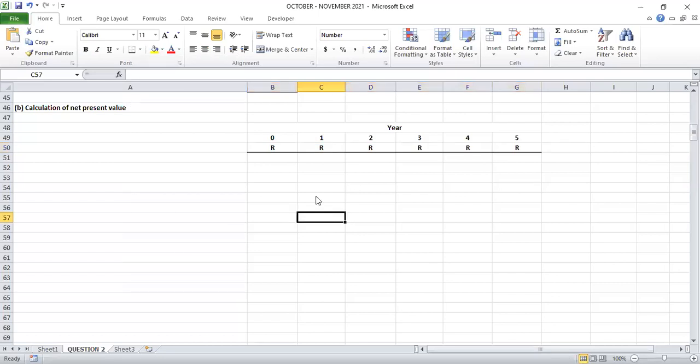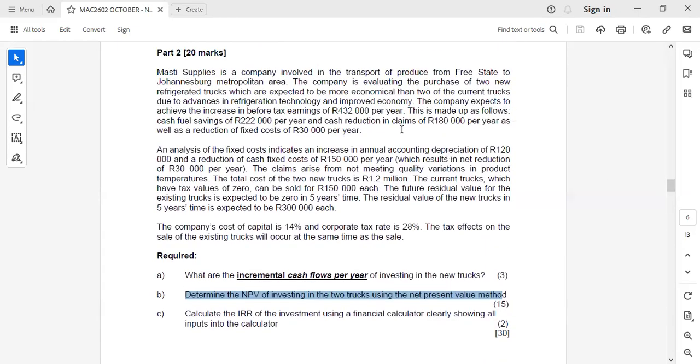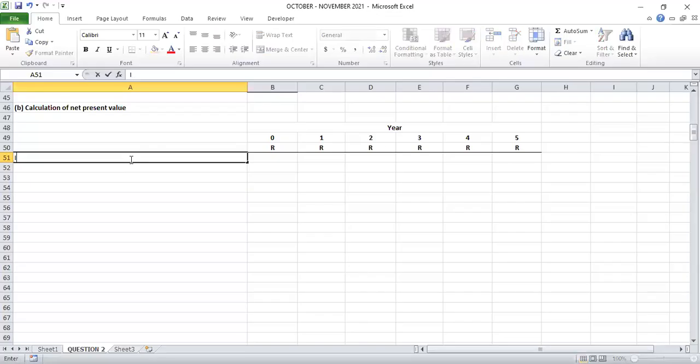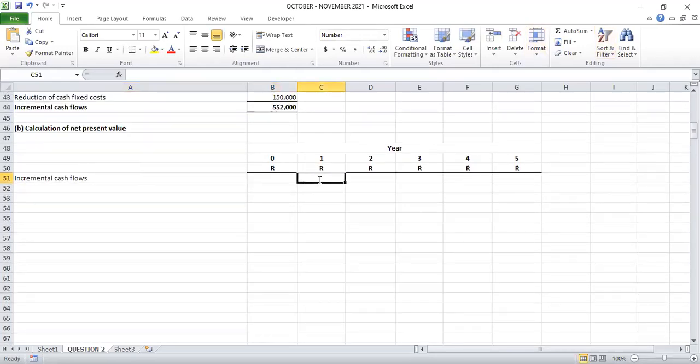Then we are told, we'll start from the beginning. The first paragraph talks about incremental cash flows, so we can have our incremental cash flows, which are the ones that we calculated in part A. And remember, they start in year 1, not in year 0. So we'll have every year for 5 years, 152,000.